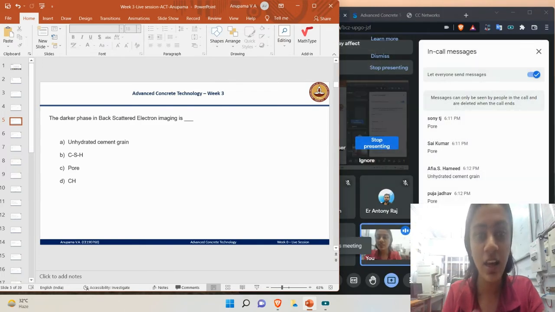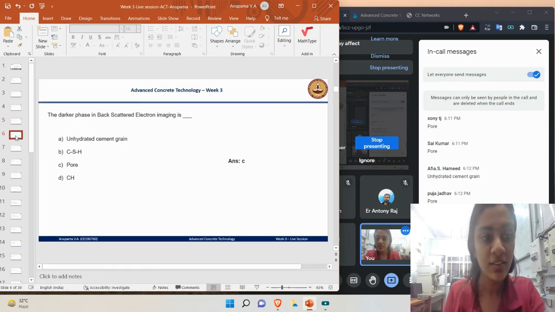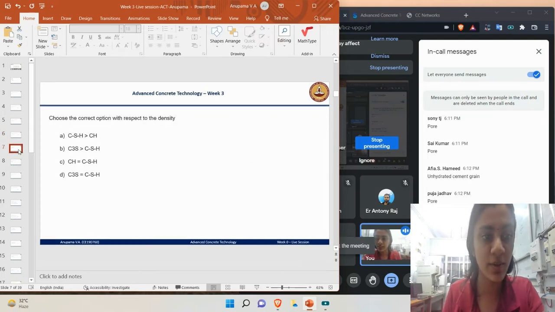So here the question is the darker phase, which means that the phase has to be of less density. Among the four options, it is very clear that pore will have a very less density compared to the other three options, that is unhydrated cement grain, CSH or CH. So the correct answer is pore. In backscattered electron imaging, the darker phase is the pore. So we move to the next question.